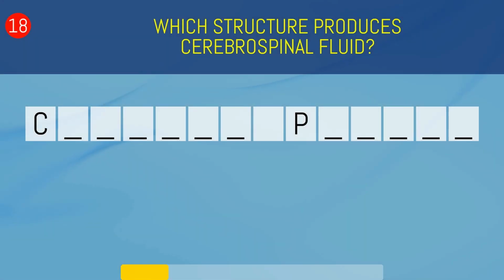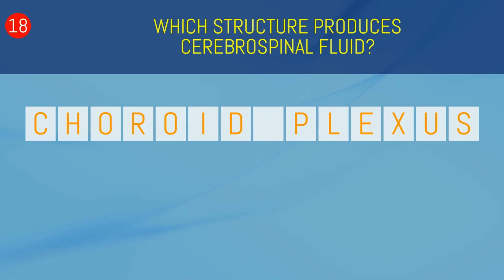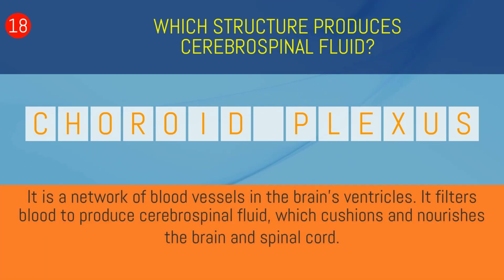Which structure produces cerebrospinal fluid? Choroid plexus. It is a network of blood vessels in the brain's ventricles. It filters blood to produce cerebrospinal fluid, which cushions and nourishes the brain and spinal cord.